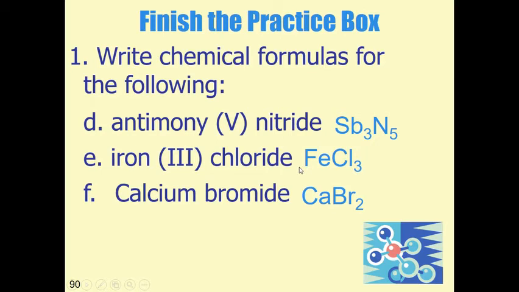Calcium has a +2. Bromine has a -1. You crisscross, you get CaBr2.